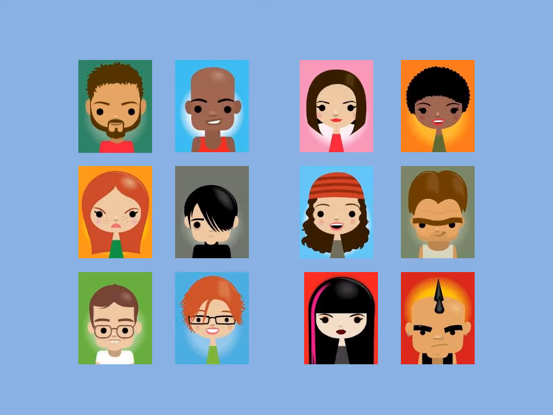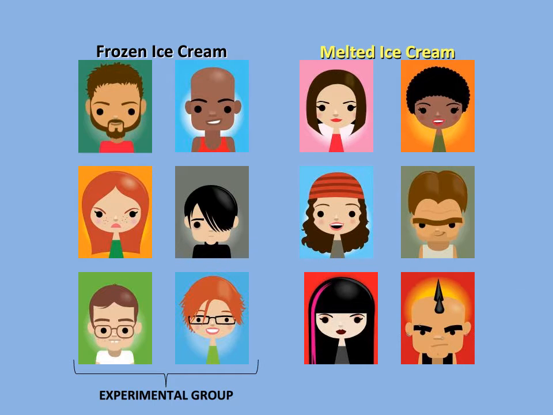Okay, here's our test subjects. Let's randomly divide them into two groups. Let's give these guys frozen ice cream. They are called the experimental group, as they are testing our hypothesis, which is based on the temperature of the ice cream. And these guys get the melted ice cream. They are called the control group, as they are not testing for the hypothesis, but to make sure that no other factor is affecting our results.